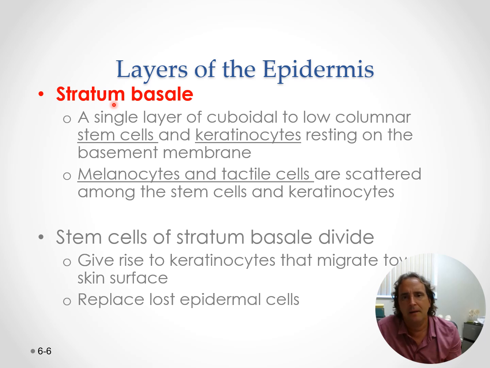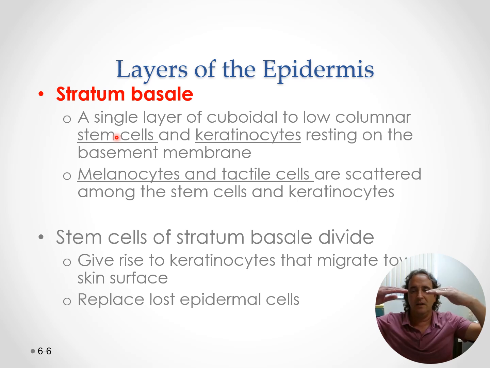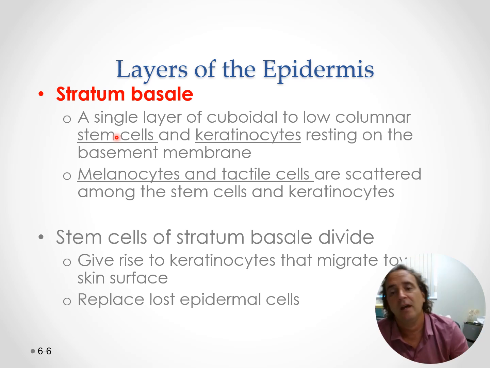The stratum basale is the bottom layer, closest to the blood supply, so it's going to have a lot of different types of living cells. Stem cells are undergoing mitosis. Once they go through mitosis, they go up a layer into the spinosum, and then they keep migrating up. So the stratum basale is always producing new cells and pushing them up until they get to the stratum corneum.